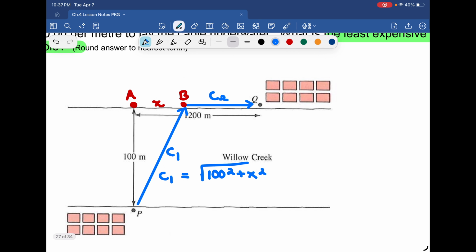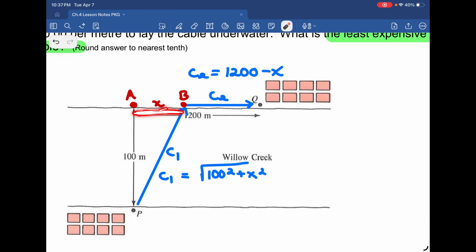Cable 2 can be defined by the 1200 minus the x distance we move over. Because whatever this is, technically, that's wasted space on land that we're moving away from. We don't want to use this part on land. We're going to go underwater from here to here and then on land from B to Q.